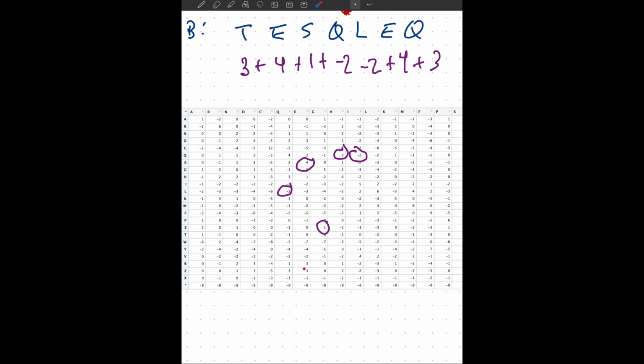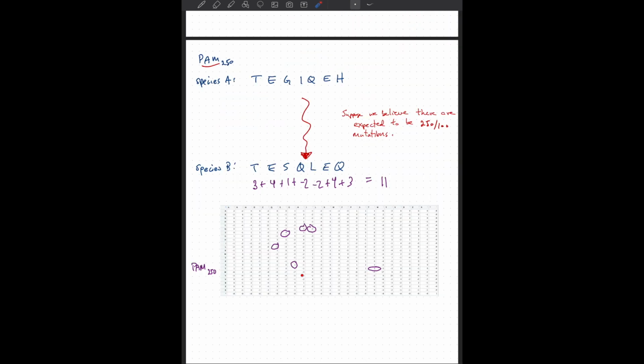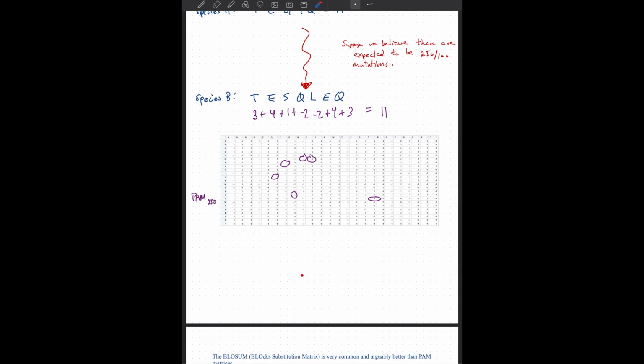So for the class, I want you to think about why that's the case. Succinctly, why are the diagonals in the low PAM matrices very high, but closer to 0 at the high PAM, like at PAM250? And why is the opposite pattern seen for the off diagonals? Okay, so we're going to stop there.